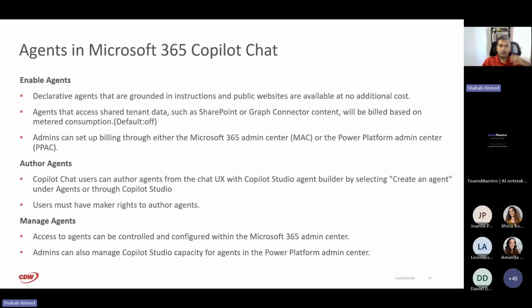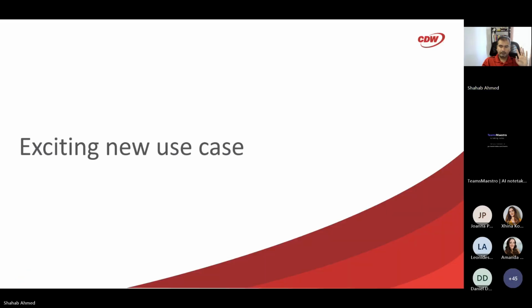So again, all of those rights can be managed through the Microsoft Admin Center. You can also manage the Copilot Studio capacity for agents in the Power Platform Admin Center, right? So those controls all exist. You don't need the M365 Copilot license for them, but you do need to do that work to figure out how you're going to use them, right? All right, so there's a lot happening in this space.